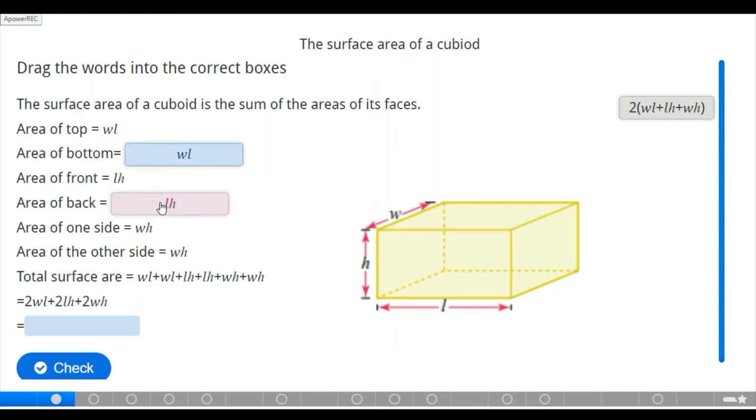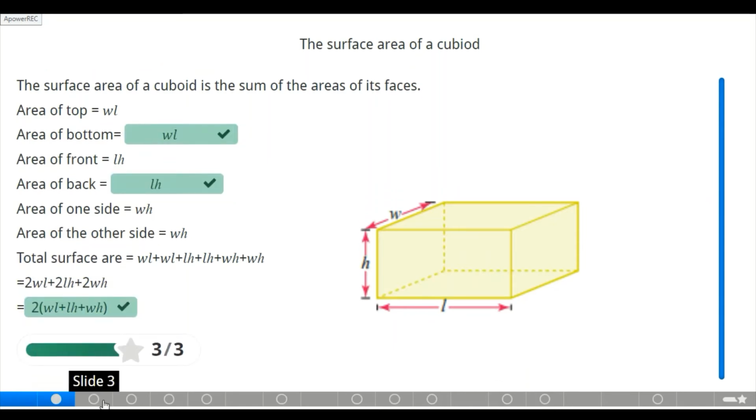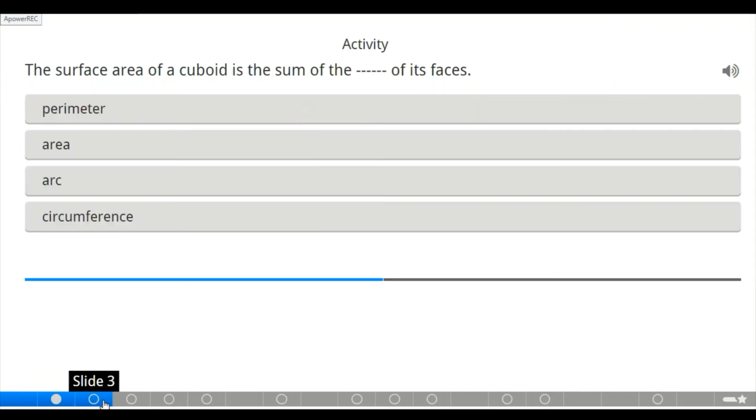By the time we add these up, it makes the surface area of a cuboid. So by the time we add up, we have WL plus WL plus LH plus LH. So you discover that we have 2WL, 2LH, and 2WH, right? Having that, we can have the 2 common to the three of them. Then we have 2 into bracket WL plus LH plus WH, and that gives us the surface area of our cuboid.